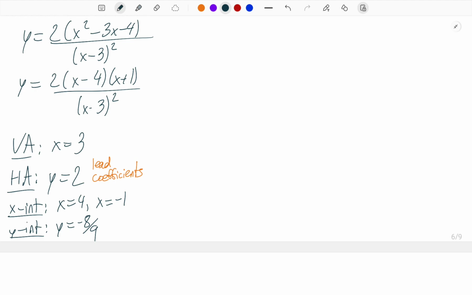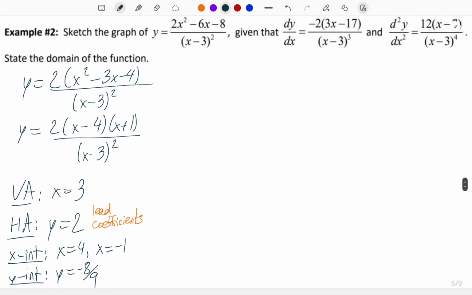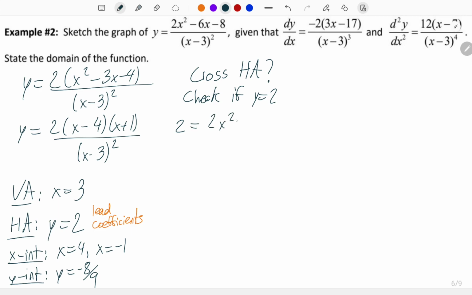Since we have a horizontal asymptote, we could check, does it cross that horizontal asymptote? That can sometimes be handy. So let's do that. So cross HA. Well, what's the horizontal asymptote? The horizontal asymptote is y equal to 2. So check if y equals 2. So I'm just going to set the equation equal to that. And then we can just see, can we solve this equation? So we just have to move the x minus 3 up.